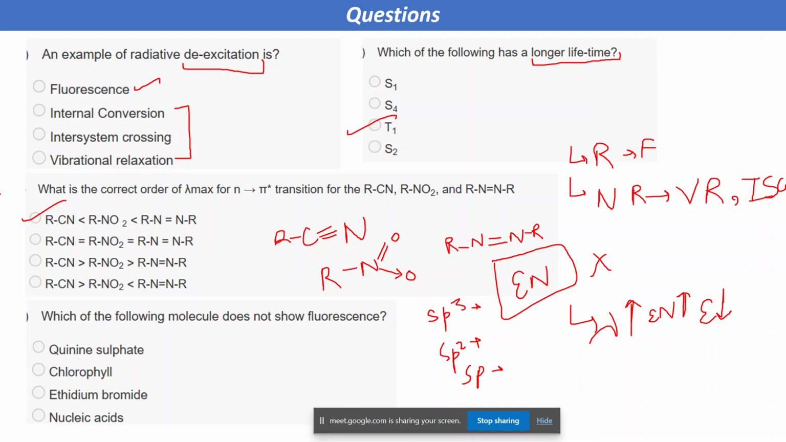Now in the first example, this sp2 has higher electronegativity, therefore out of these three, this one will have a higher lambda max. Then comes RN2, then comes the cyano group. So based on electronegativity difference, the lambda max is higher for this moiety. Is it clear?